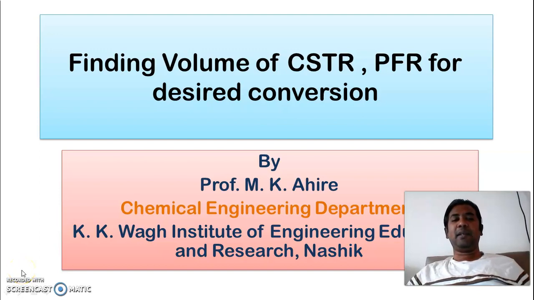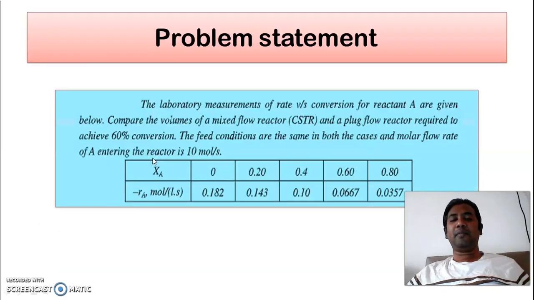Dear students, let us discuss how to find the volume of CSTR and PFR for desired conversion using a numerical. So this is the problem statement. The laboratory measurement of rate versus conversion for a reactant A are given below. Compare the volume of mixed flow reactor and plug flow reactor required for achieving 60% conversion.